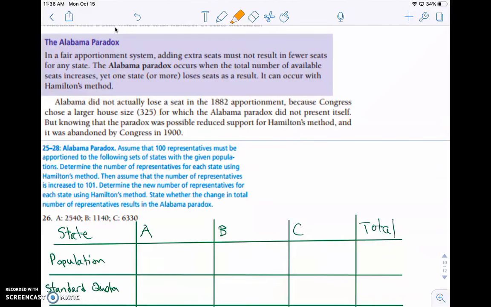Now, just to note, Alabama did not actually lose a seat in the 1882 apportionment because Congress chose a larger House size of 325, and the Alabama paradox did not present itself. But knowing that the paradox was possible, there was a lot of support lost for Hamilton's method, and it was abandoned in 1900.